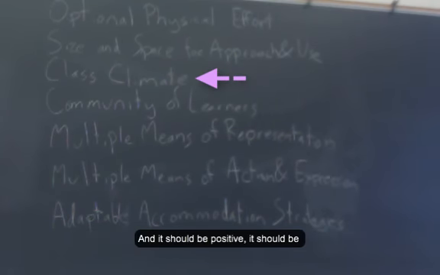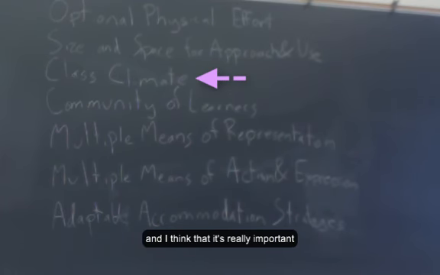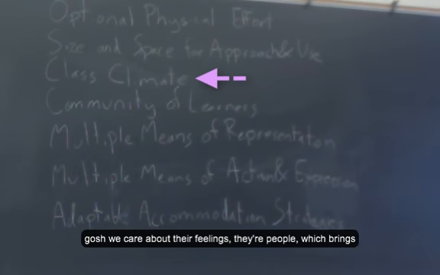Precisely. It's emergent. And it should be positive. It should be welcoming. It should be a little bit fun and silly. It's not supposed to be entirely too serious. And it's one of those things that is really hard to nail down with quantitative numbers, right? But we can feel it, right? You can tell in the classroom. And I think that it's really important, like you were saying, how students sort of feel. Yeah. Oh my gosh, we care about their feelings.